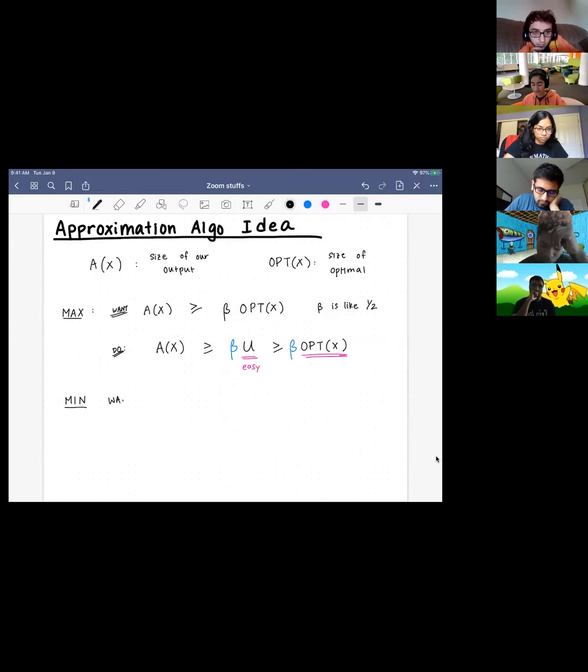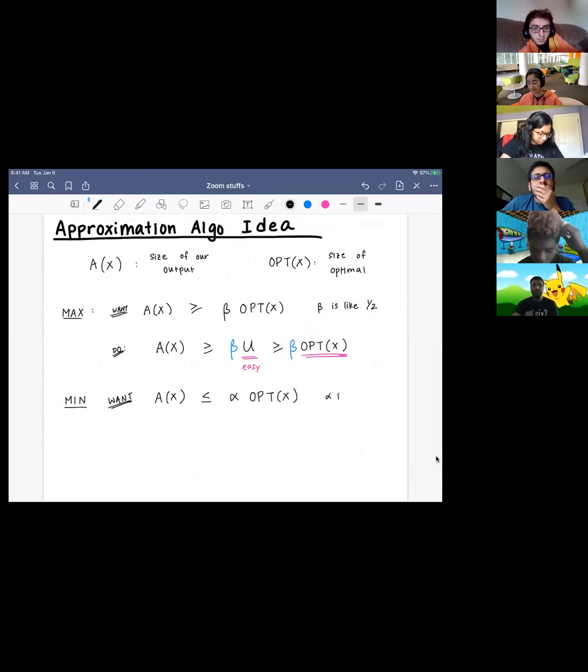The minimum is pretty much symmetrical, but let's walk through it anyway, just to keep it in our heads. Since we're looking for the smallest possible solution, our algorithm should be less than or equal to some factor of the optimum. So let's say another Greek letter, alpha. But in this case, it doesn't make sense for alpha to be something like 1/2, because if we want an answer that's as small as possible, there's no way we're going to be half of the optimum when the optimum is already the smallest possible. So alpha is something like 2 or 5 or 1.5. The point is that it's bigger than 1.